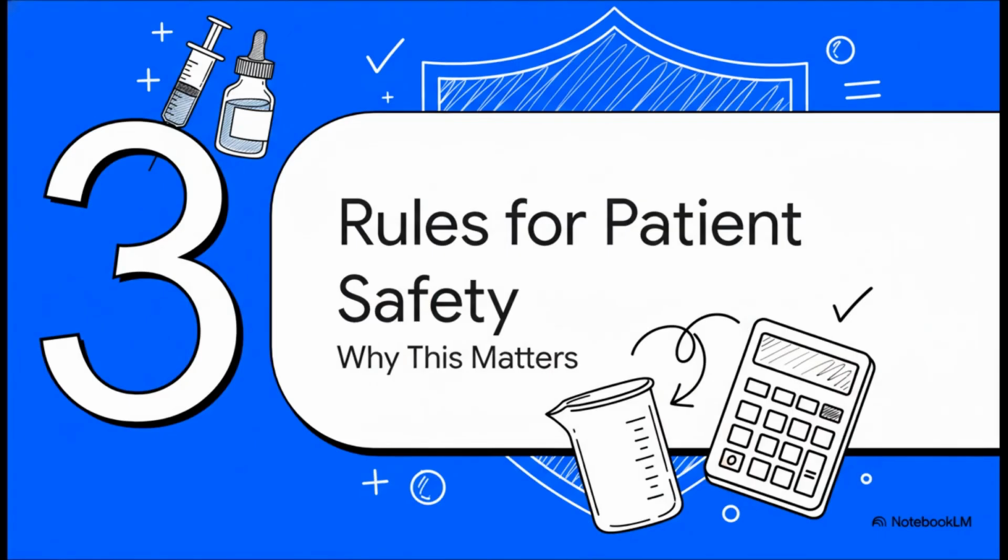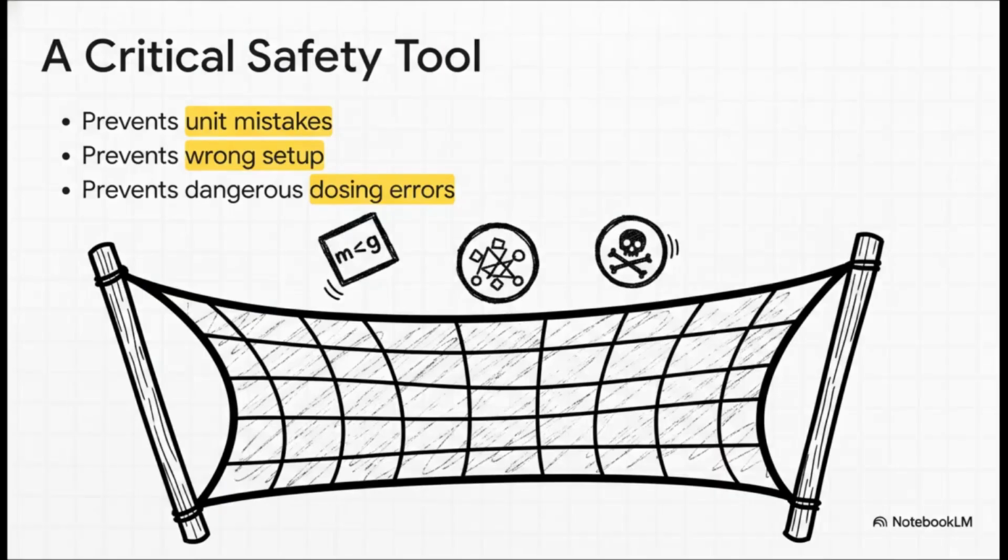Okay, so you've absolutely nailed the how. But now, let's talk about the why, because this is so much more than just a math problem. This is a fundamental piece of patient safety. See, by forcing you to cancel out those units, dimensional analysis is basically your built-in safety net. It makes it almost impossible to mix up your units or set up the problem the wrong way.